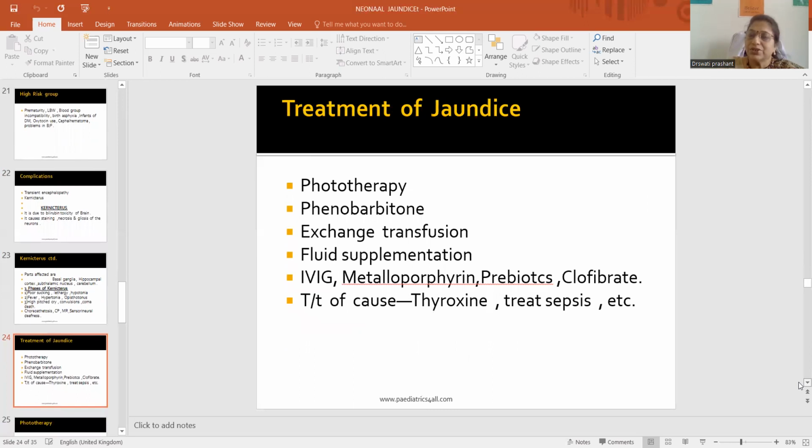Now, how are we going to treat jaundice to prevent these complications and other morbidities? Phototherapy is the mainstay of treatment. Phenobarbital is the drug. Exchange transfusion, fluid supplementation, IVIG, metalloporphyrins, prebiotics, probiotics, clofibrate, rarely used. So these are the mainstay. Treatment of the cause, especially in hypothyroidism, sepsis, or congenital malformations, etc.